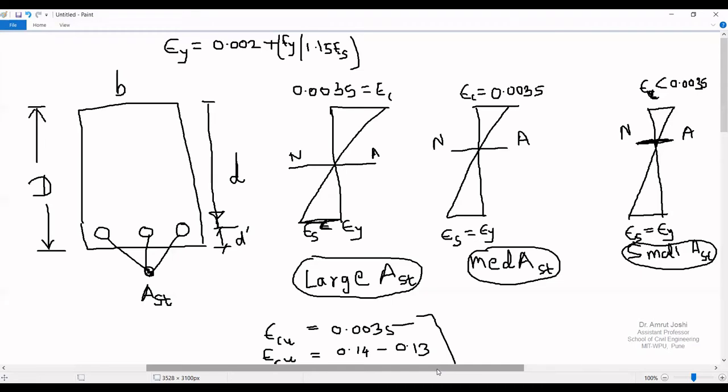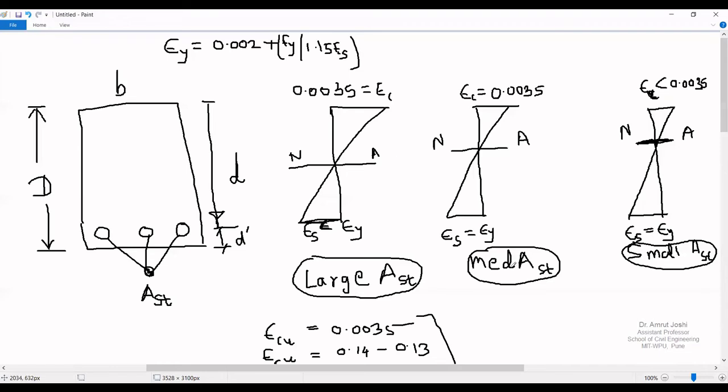Now, knowing this fact, let us look at the failure in the first case where you are providing large Ast. When you are providing large Ast, the concrete is the one which fails prior to the failure of steel, and therefore, as it takes a lower value of ultimate strain, this failure is going to be sudden or brittle in nature. Just 2 minutes before, the beam was not showing any sign of failure, and suddenly it breaks into two pieces due to crushing of concrete on the compression side.